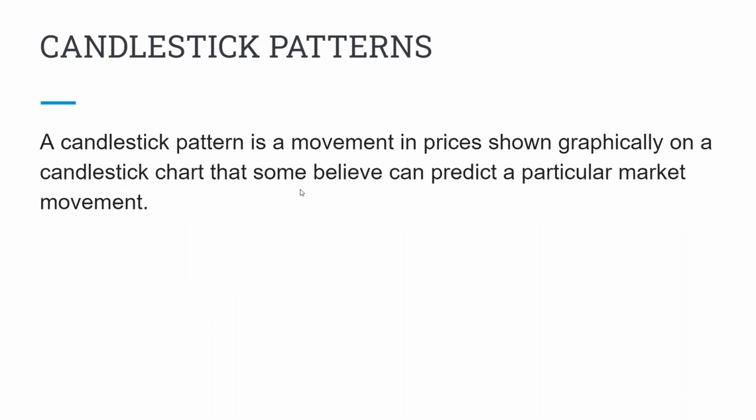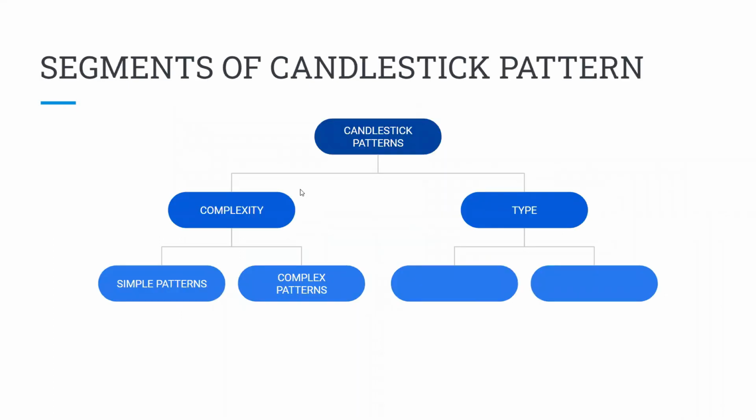It's divided, or we read them, according to their complexity or the type. So under complexity, what do we have? We have the simple pattern and the complex pattern. Sorry, I didn't write them in, but under the type we have reversal candlestick types, continuation candlestick types, then we have neutral candlestick types, which we're going to look at in the next slide.